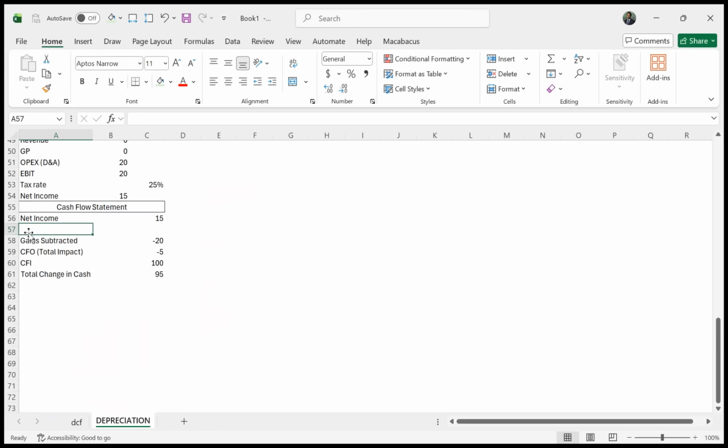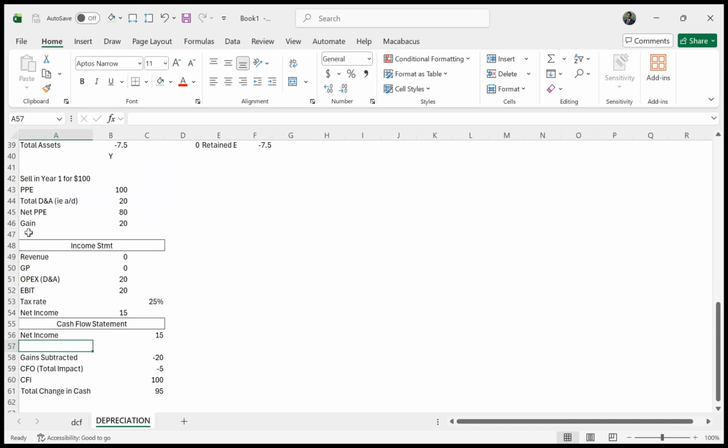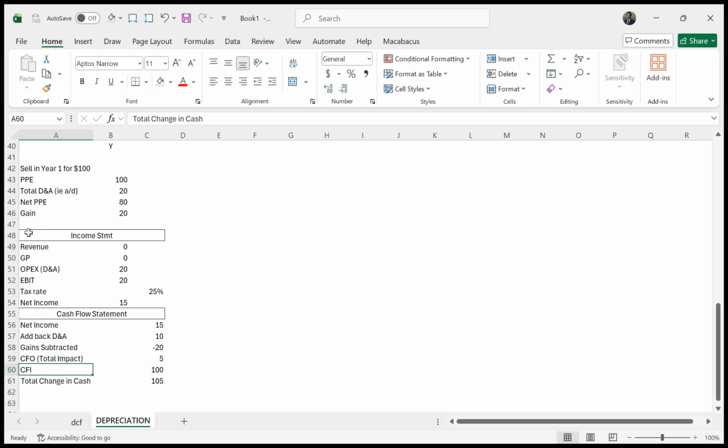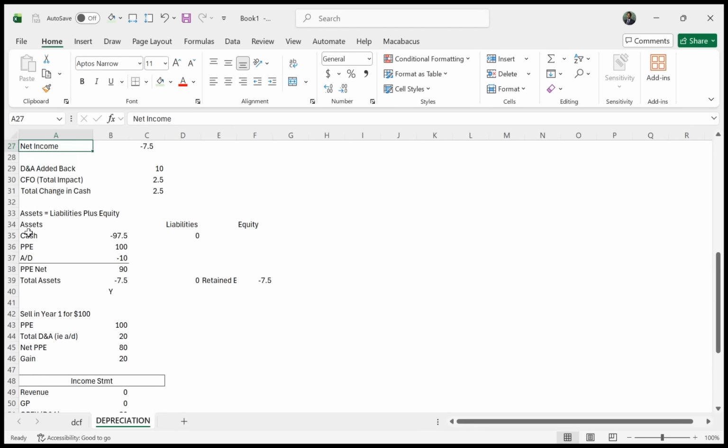I think the other thing too is in this year you would actually add back the DNA too. By the way, let's add back the DNA too. I would actually make sure you do this. So here's your total CFI impact. It's actually 105. So now let's take a look at the final balance sheet. Let's take a look at everything. Let's see what's happening here.